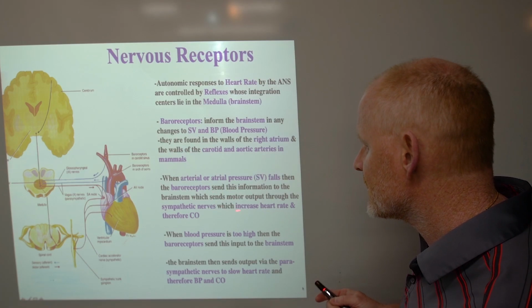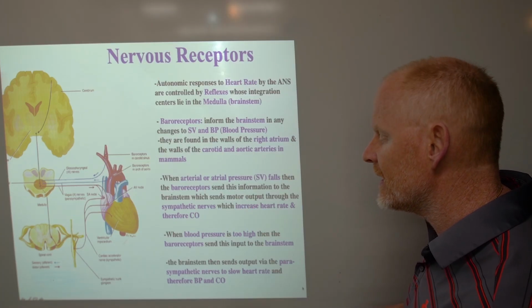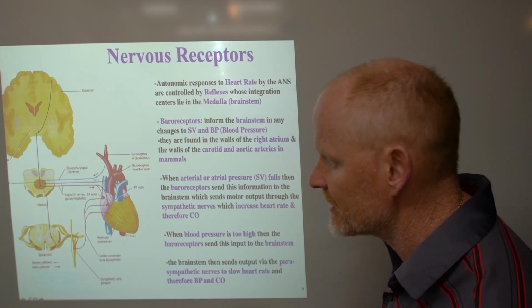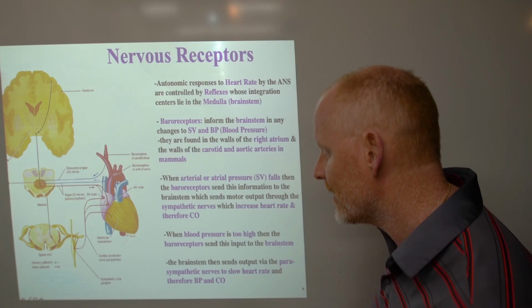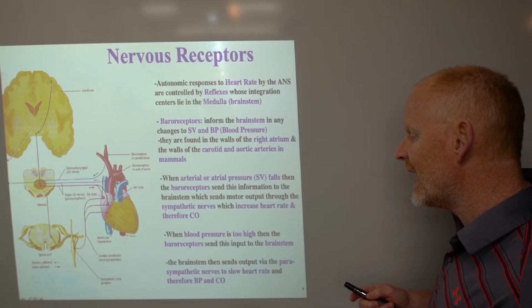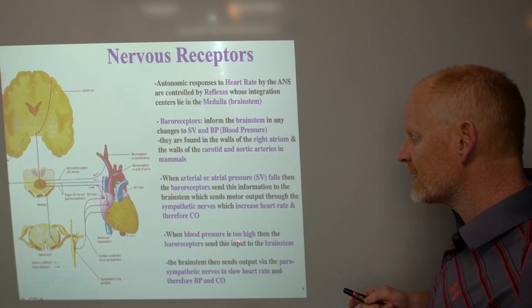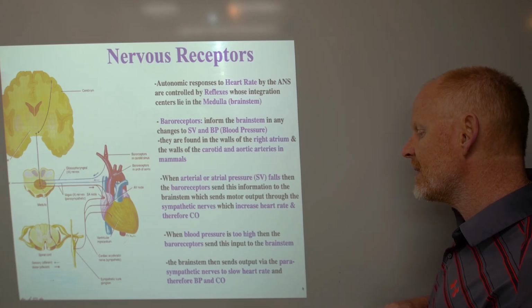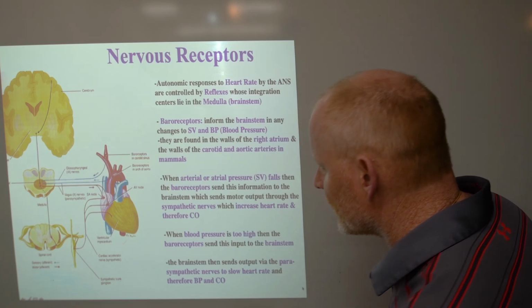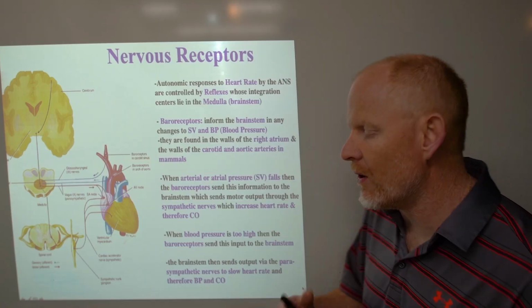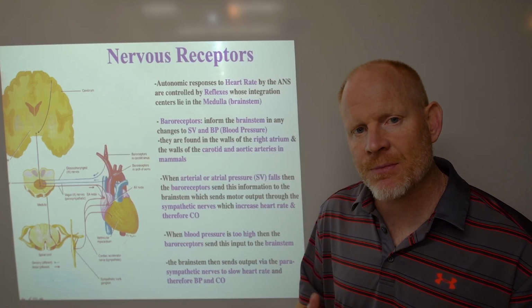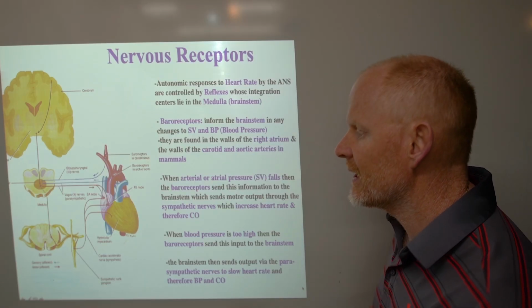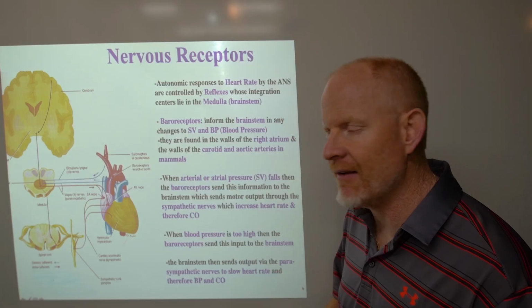And the sympathetic nerves will increase heart rate and cardiac output by releasing epinephrine to the SA node into the cardiomyocytes. If blood pressure is too high and you get too much stretch, the baroreceptors will stimulate the nerves in the brainstem here of the medulla and send output through the parasympathetic nerves to slow heart rate and decrease blood pressure and cardiac output by releasing acetylcholine to the SA node and the AV nodes.